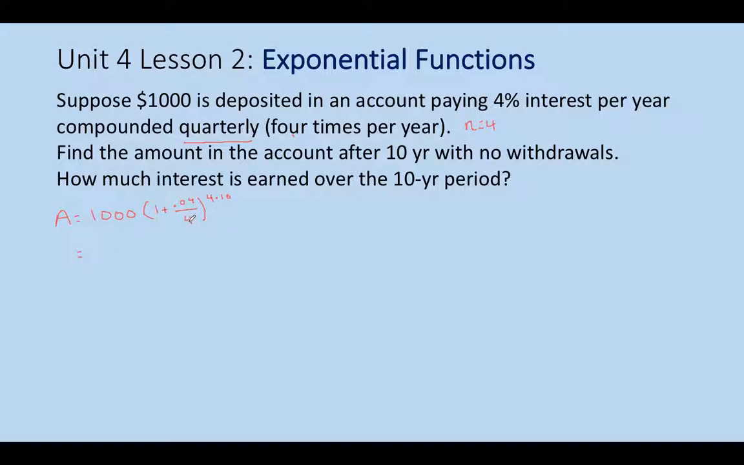0.04 divided by 4 would be 0.01, plus 1 would be 1.01. So I got 1,000 times 1.01 to the 40th, 4 times 10. Don't forget that you need to do exponents before you multiply. So you're doing all this on your calculator. Hopefully you wind up getting $1,488.86. So remember, that's the total amount, not the interest. The amount that you've made in interest is simply $488.86. So that answers this question right here.